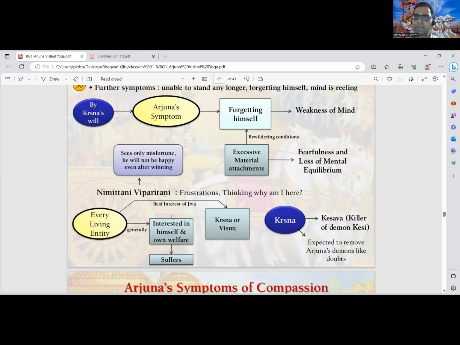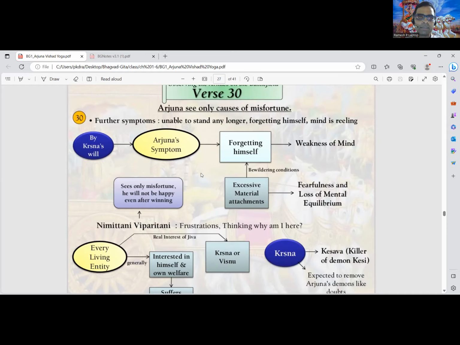And then in this verse, Arjuna calls Krishna Keshava, because the name Keshava was derived when Lord Krishna killed the demon Keshi, and Arjuna also thinks that now Krishna should kill the demon of doubts which he is having. So that is discussed here, and this is a beautiful purport. You can read it when you have time.